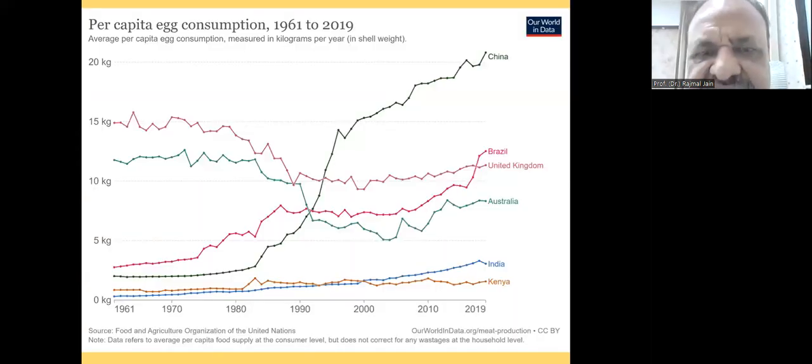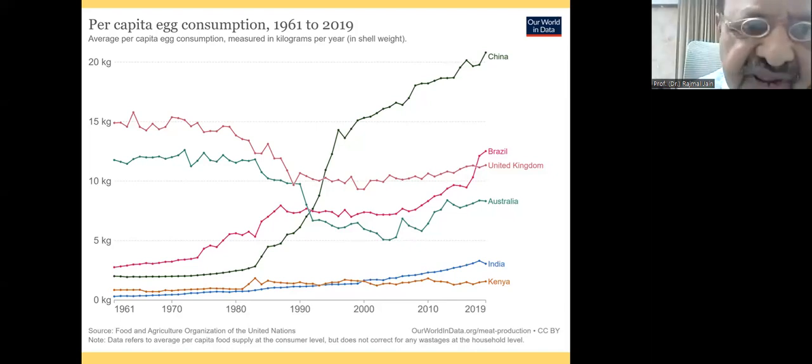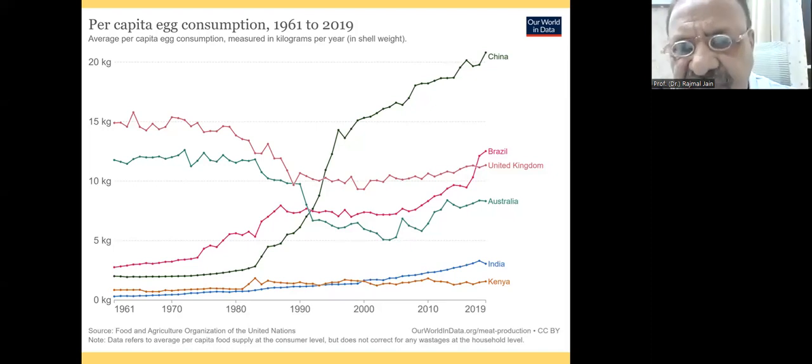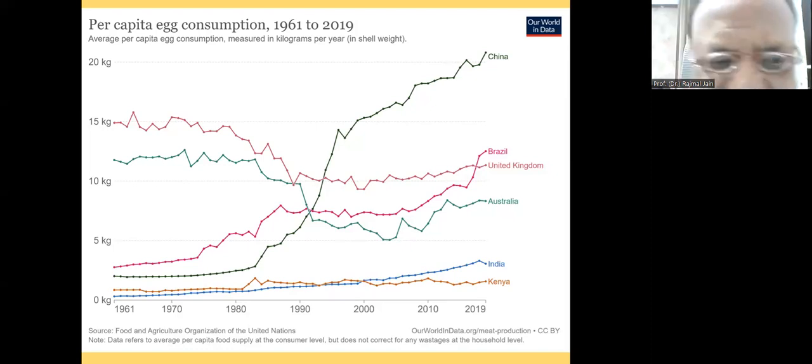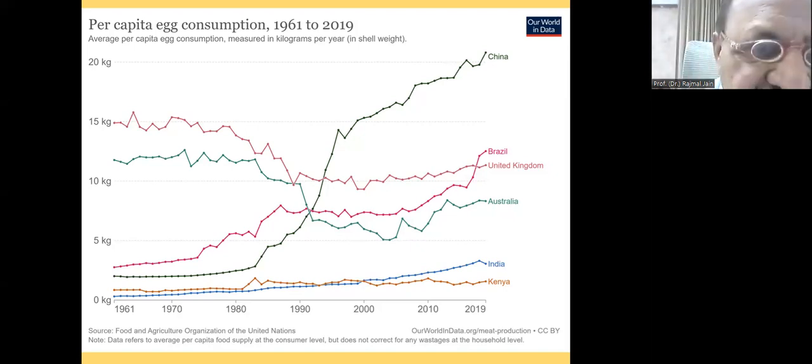As I told, as the talent increased, he started to kill various kinds of creatures. You can see in this picture I have shown the per capita number of eggs which he started eating from chickens. I have data only for the last 60, 70 years, from 1961, when the data observation started. You can see the number of eggs per capita per year that people started to eat.